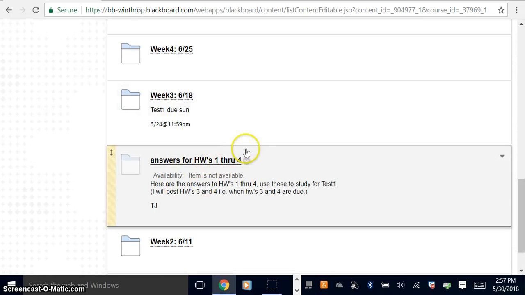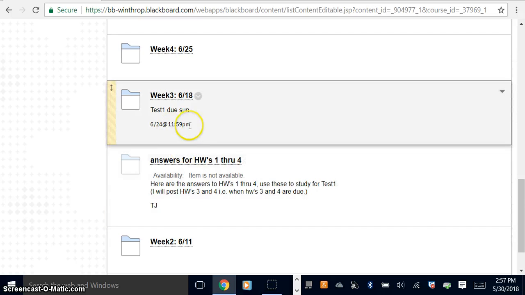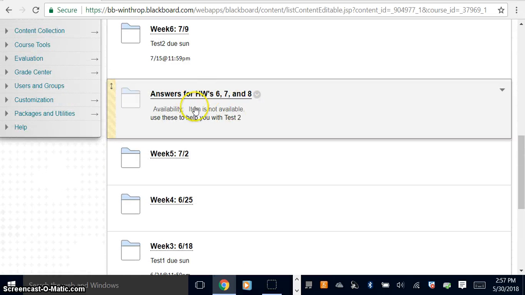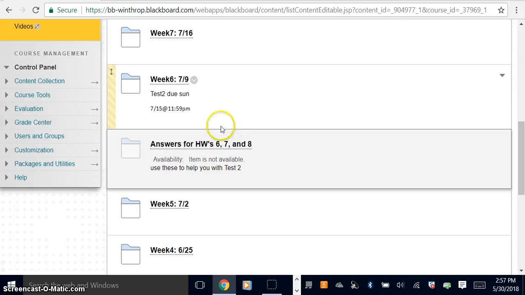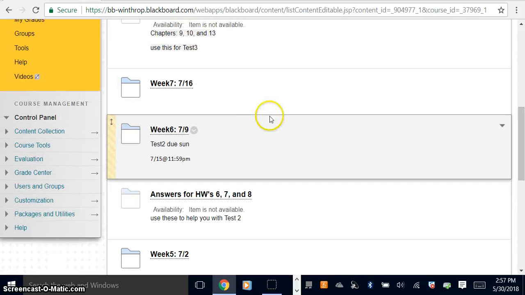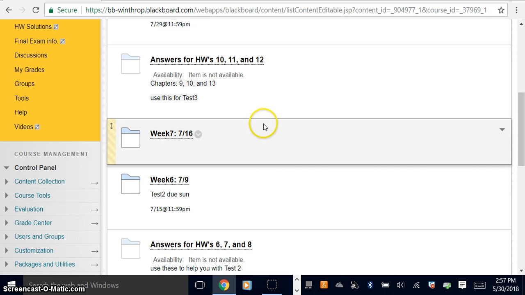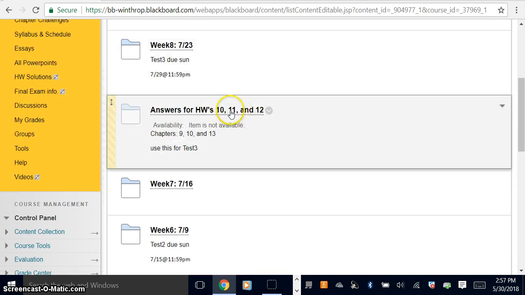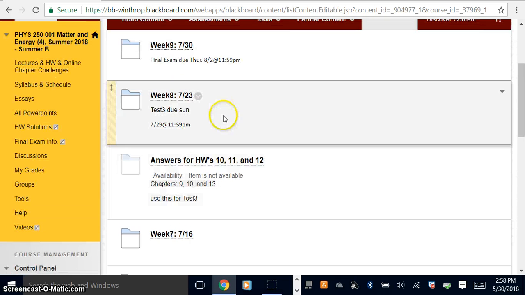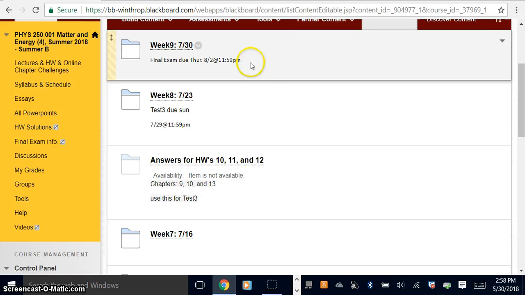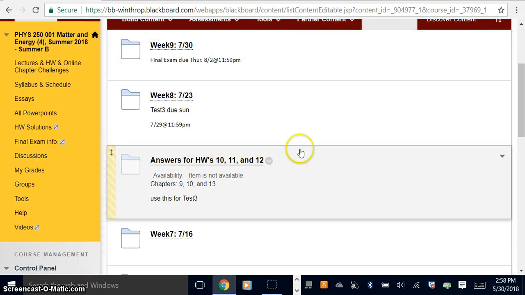So that's for the homeworks associated with test 1. These are the homeworks associated with test 2. So again, you won't see those until after that particular homework is due. And then there's some more homeworks for the very last test, and then the final exam, which these answers will just be open and just left open for you.